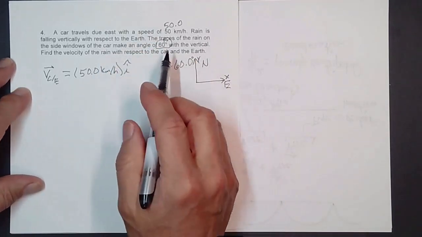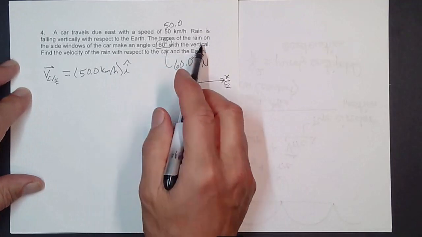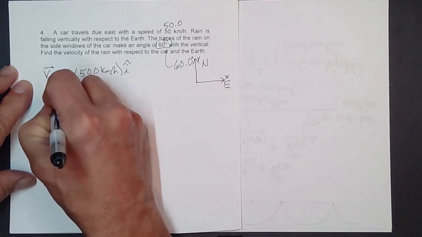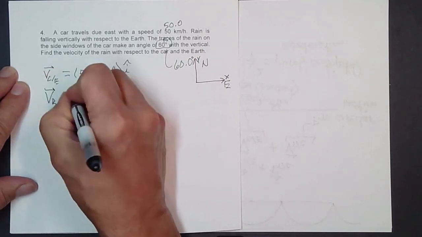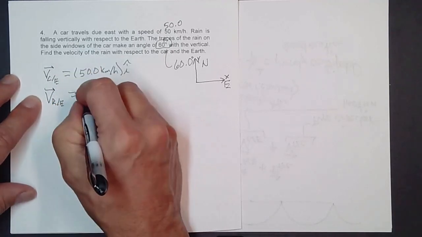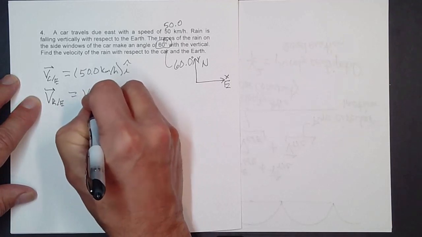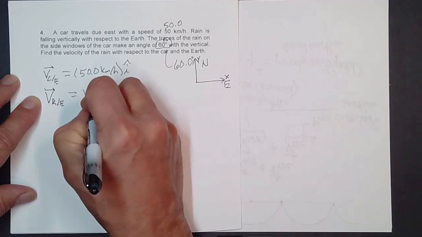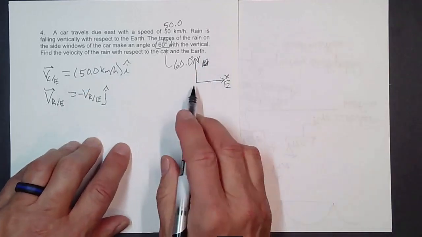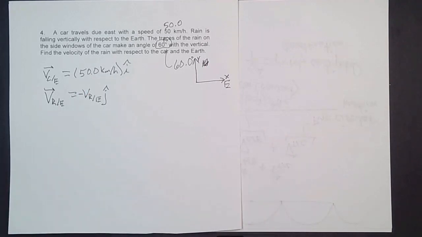Then it says rain is falling vertically with respect to the Earth. That means that the velocity of the rain with respect to the Earth, it's coming straight down. Well, we don't actually know its speed, but I can just write it as VR/E, the magnitude of it, and it's in the minus j hat direction. So I'll put a minus sign in front of it and call it j hat. Actually, this isn't north, this is up. So east is in the I hat direction.